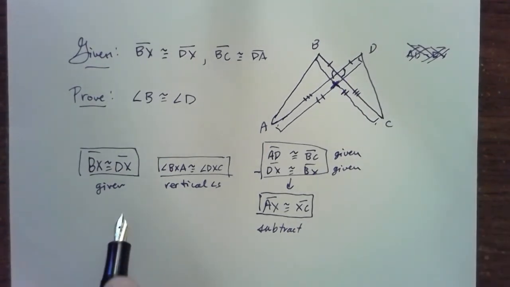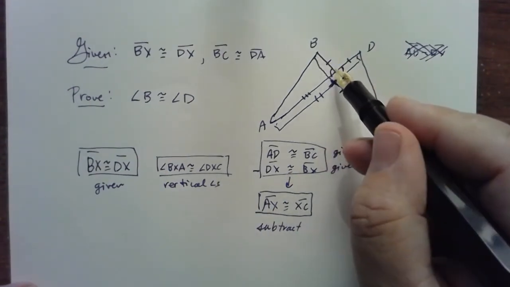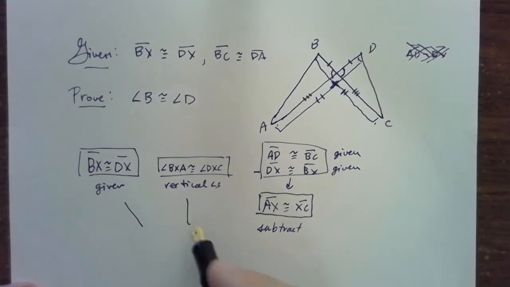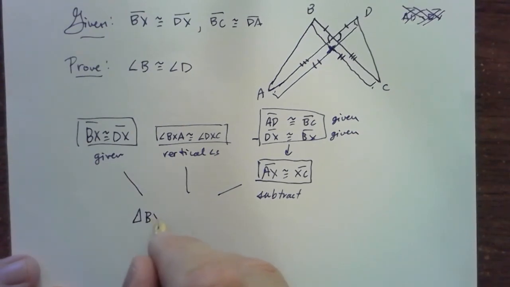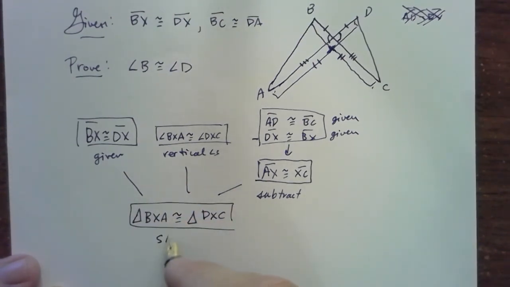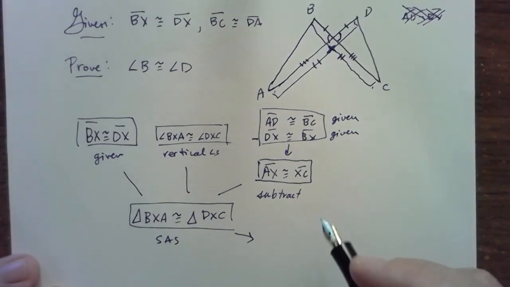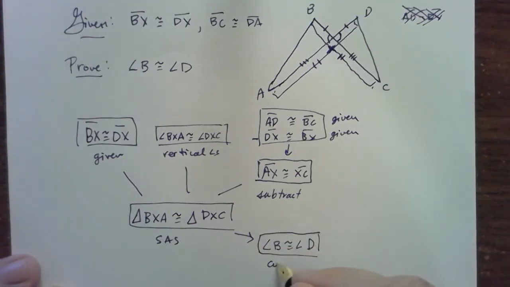Now, I've shown the triangles are congruent. Pair of sides, another pair of sides, angle between them. I can see the side, angle, side pattern in here. So together, these three things tell me triangle BXA is congruent to triangle DXC by SAS. And then from that, we can conclude what we wanted to conclude. Angle B and angle D are corresponding parts. So I'll write corresponding parts. And we are done. Thank you.